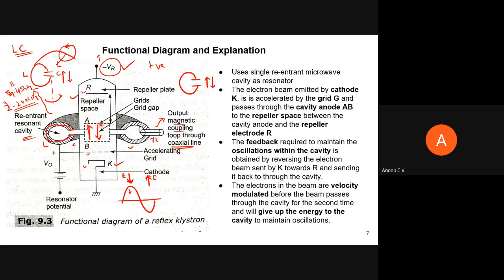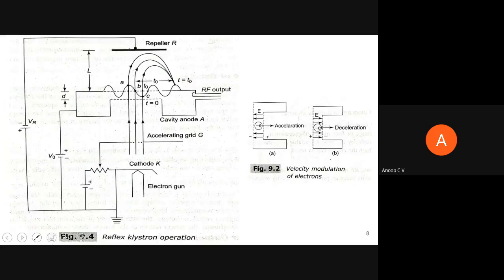I'll tell you what is velocity modulation. These velocity modulated electrons should be returning back to this grid gap at some specific time, so that the kinetic energy of the electron will be transferred to electromagnetic energy. That is the key idea. Now we'll see it in detail. For that I'll be using this particular diagram to explain the working principle in detail.